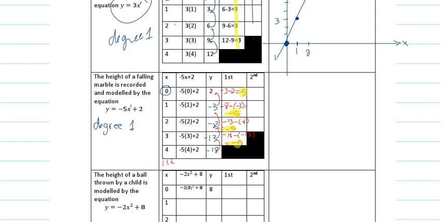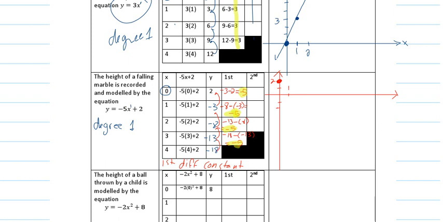Which means it's a linear function. Now to graph this, I won't be able to graph all the points. So if I go 0, 2, it's going to be my first point. 1, -3. So I'm going to go down 3.